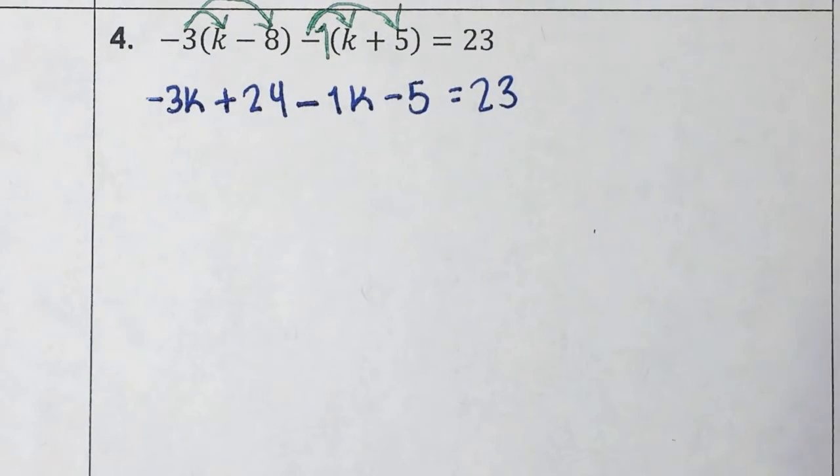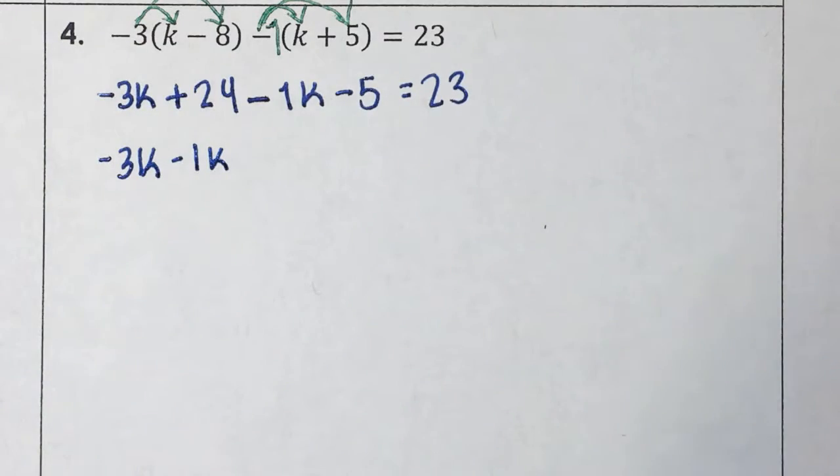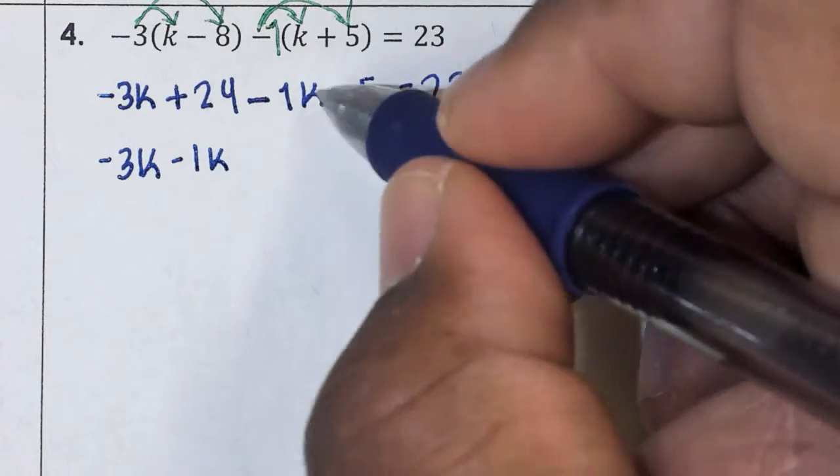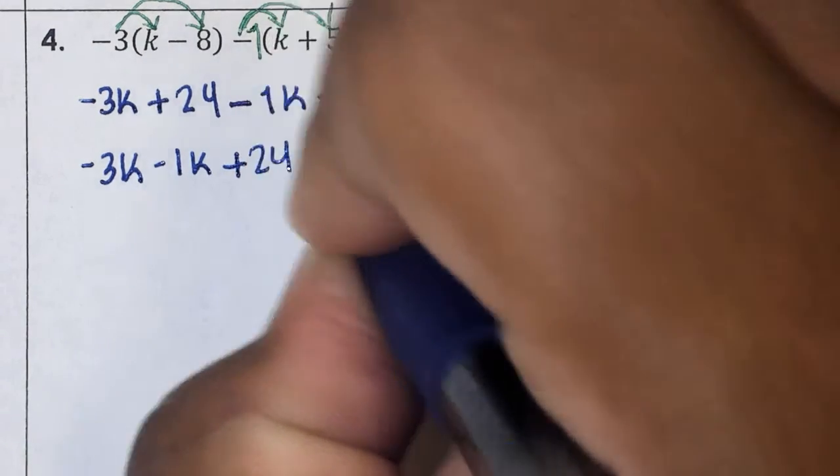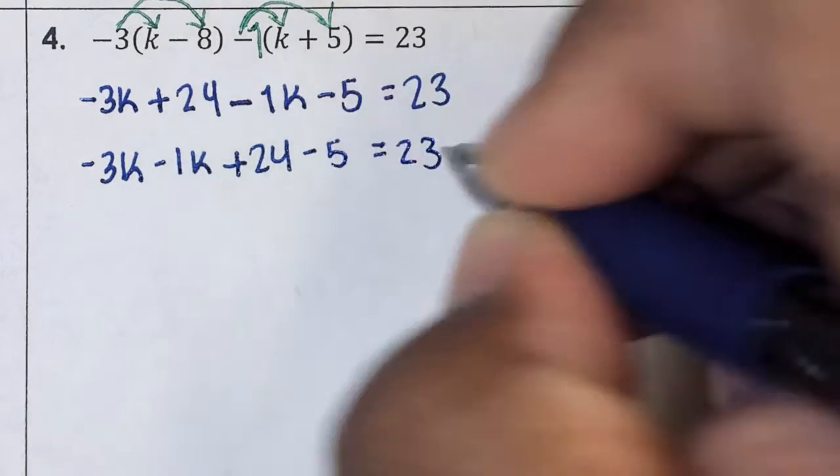You can regroup if you need to. I'll do it for you. I'm teaching you that way. Whenever you move stuff, make sure you move the sign with it. I moved 1K to the front, so I put the negative sign with it. I'm moving 24 back. It's plus 24 minus 5 equals 23.